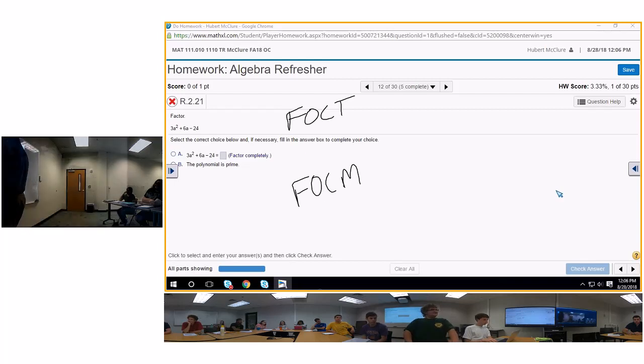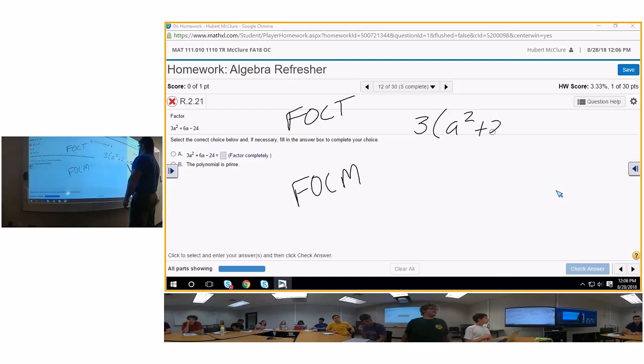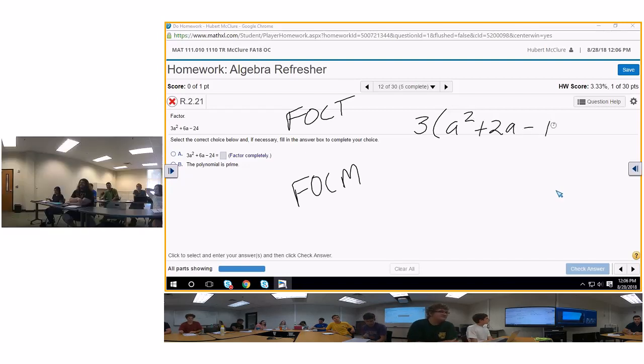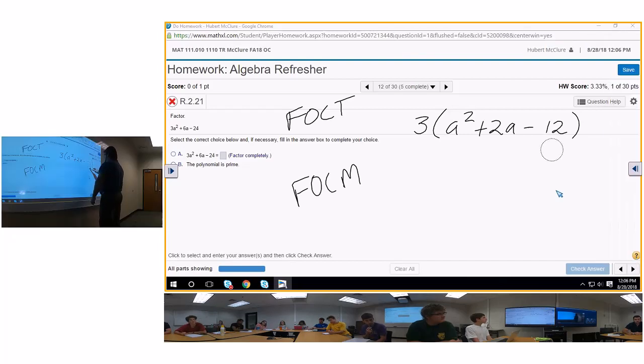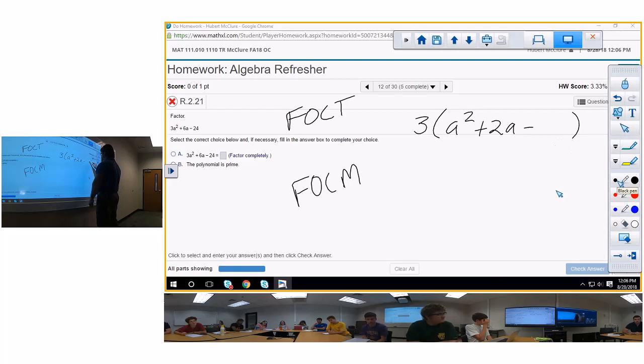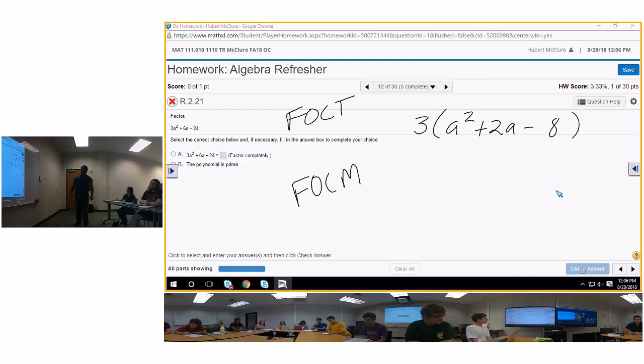So what's in common with those numbers? 3. 3 times a squared plus 2a minus 8. Now, how do I know it's not a shortcut? Because 8 is not a perfect square. Well, a squared is. Yeah, but you have to have both. You have to have the first and the last term perfect squares. So it's not a shortcut.